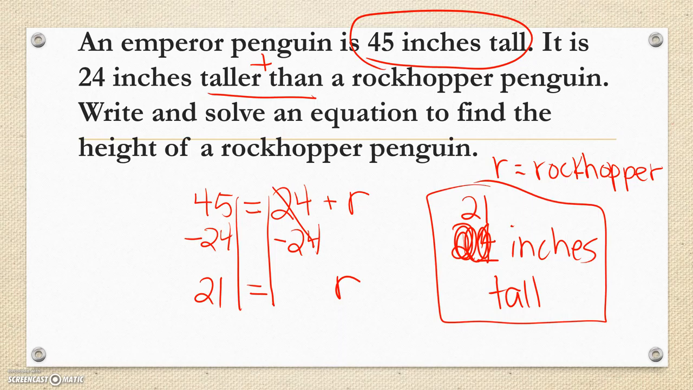So make sure when you have word problems, you're underlining, highlighting keywords, trying to identify what operation is being used, and set up an equation that makes sense. So once you get your answer, think about the answer and make sure it makes sense.